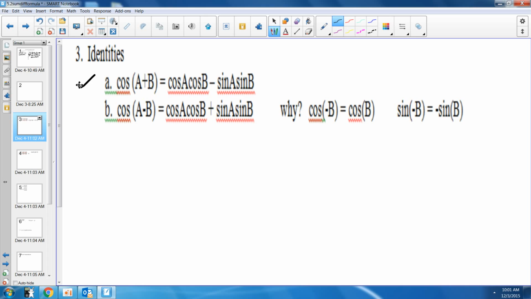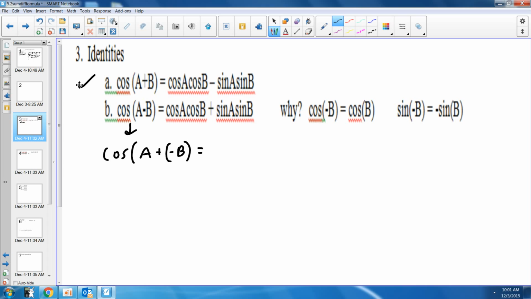Well, the way you show the second one is true is you say, okay, I'm going to take this and say cosine of A plus a negative B. That's the same thing as what's above it. And so what I'm really doing is just substituting in negative B for my positive B. It's a direct substitution. So this first identity is given, and I just want to put in negative B where the positive B is.